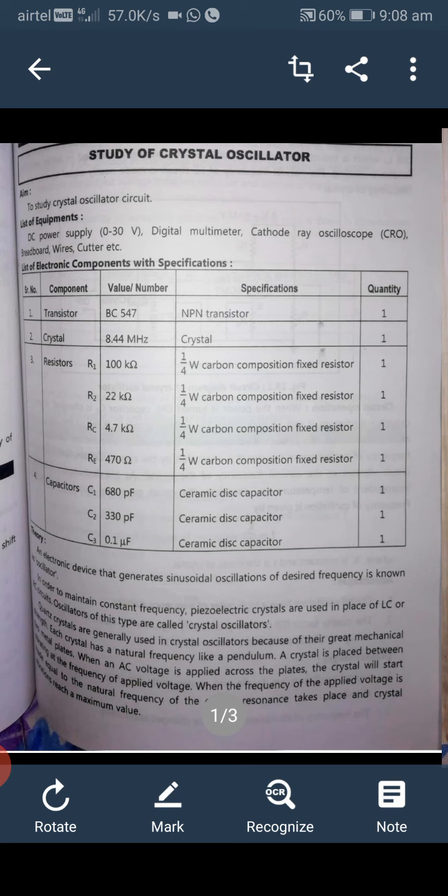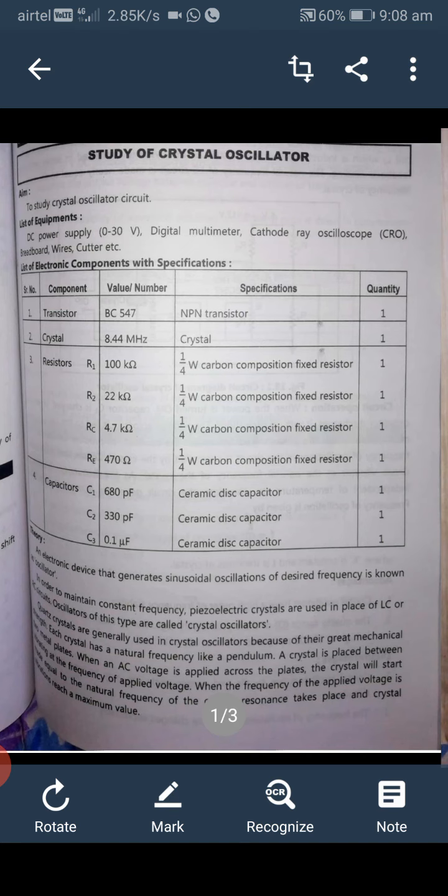Theory regarding this practical: an electronic device that generates sinusoidal oscillation of desired frequency is known as an oscillator. In order to maintain constant frequency, piezoelectric crystals are used in place of LC or RC circuits. Oscillators of this type are called crystal oscillators.